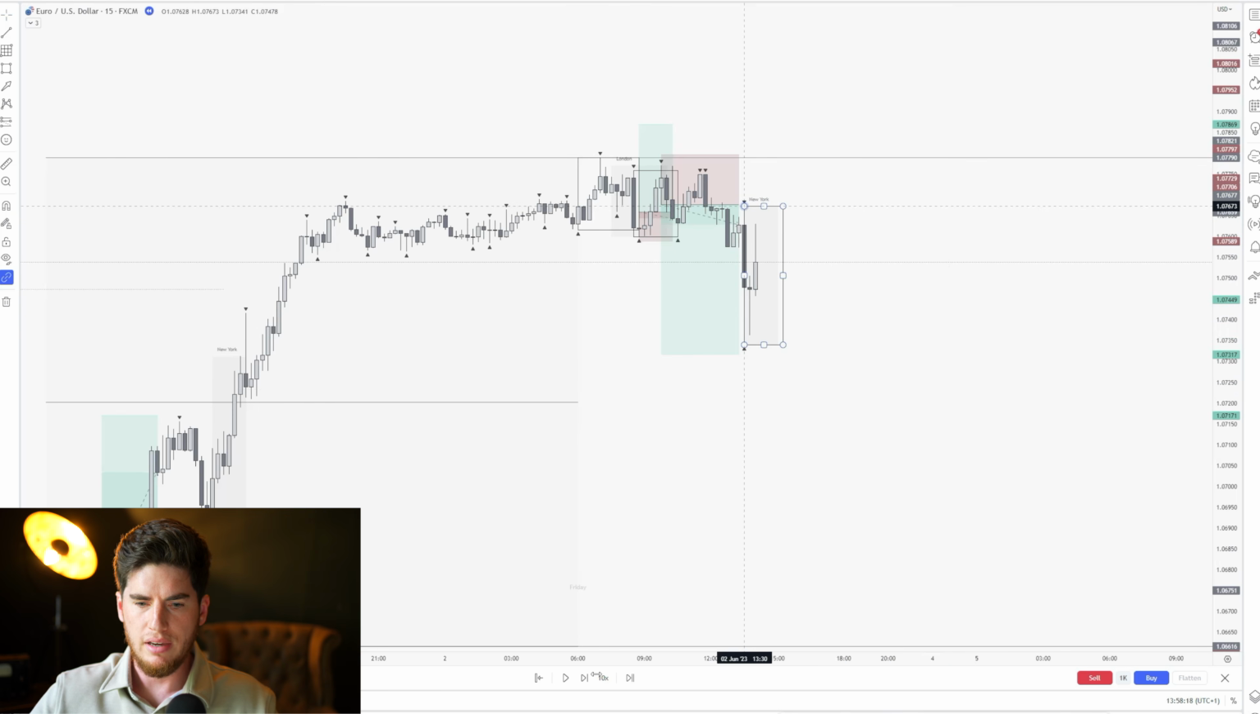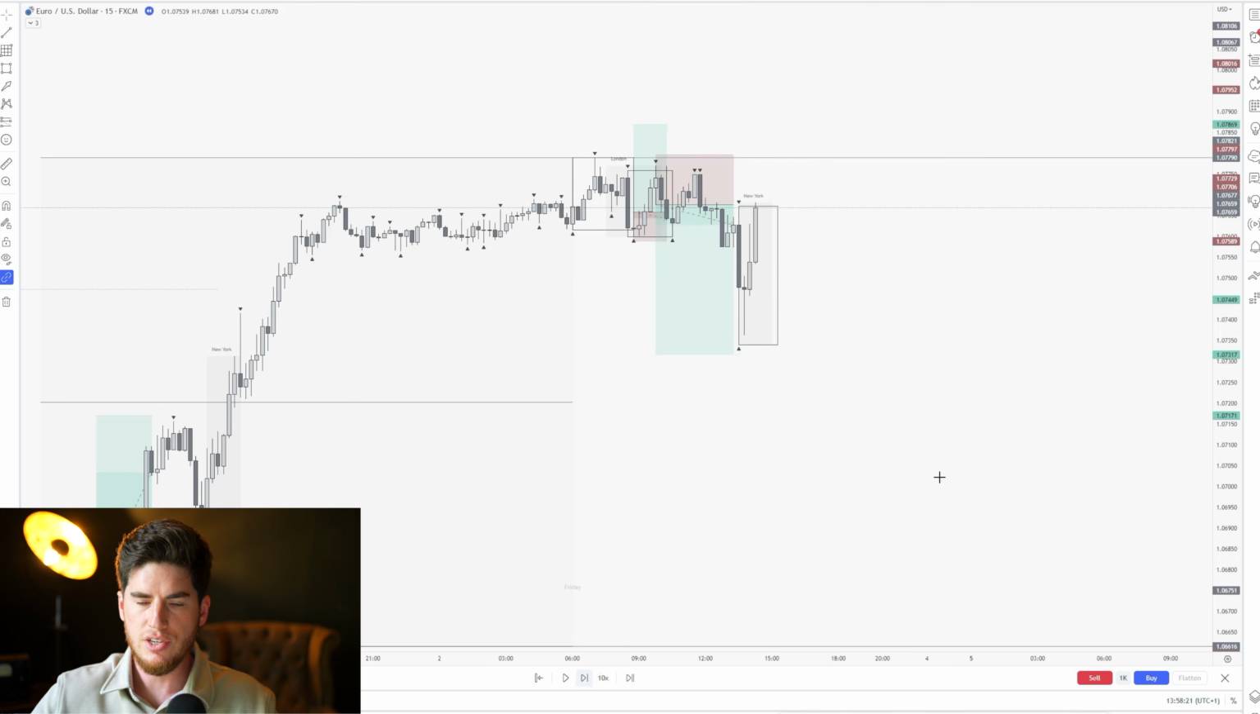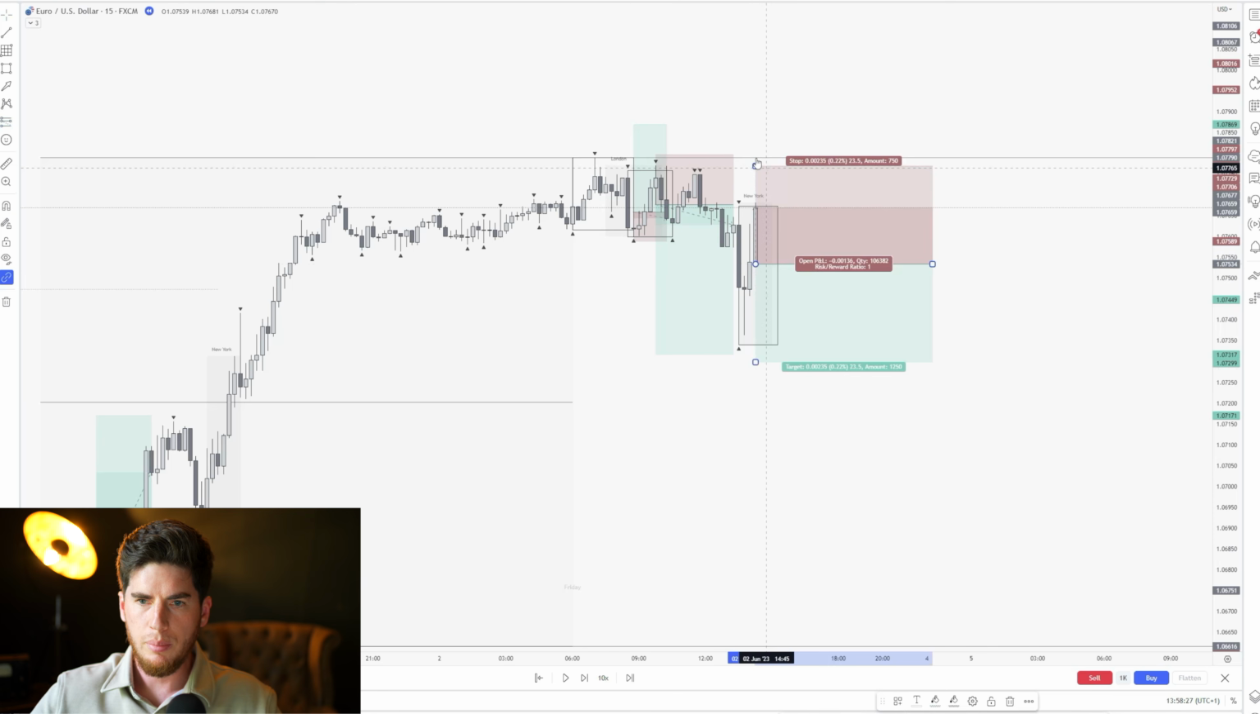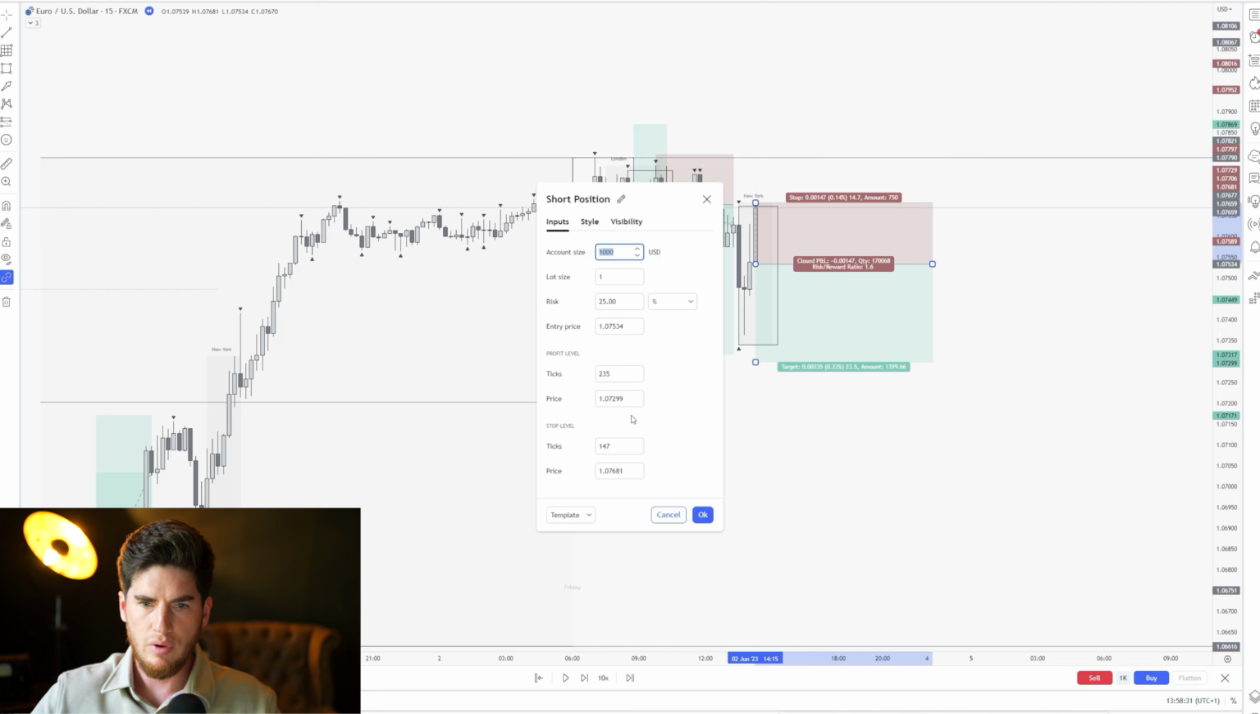We've got a new fractal here. If that gets swept inside session, which it does, we can take a sell. So this is the candle which swept. We've got a sell stop. How many pips on a stop loss are we going to use on this? We're going to give this one 15. We'll round it up to 15.